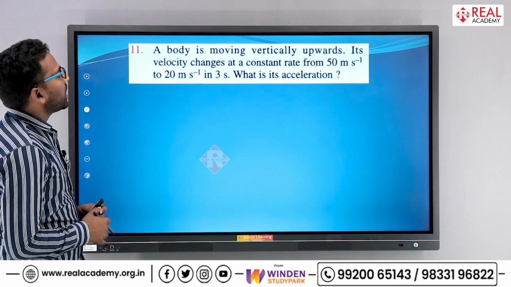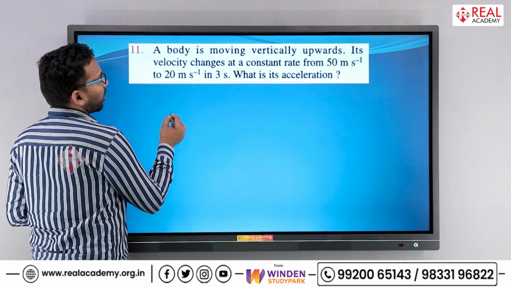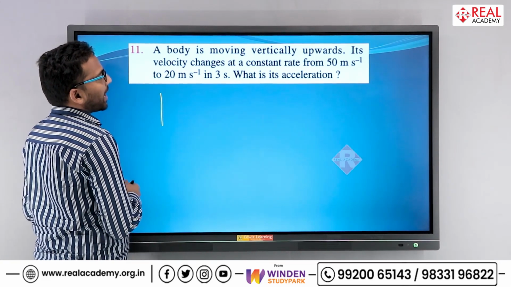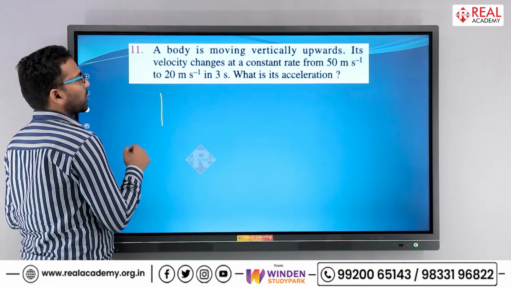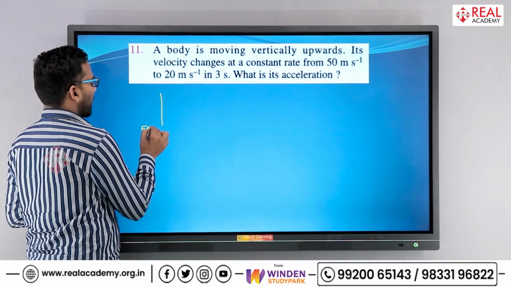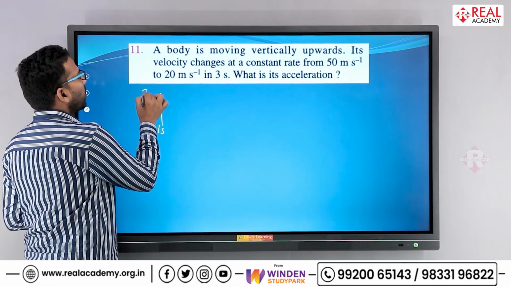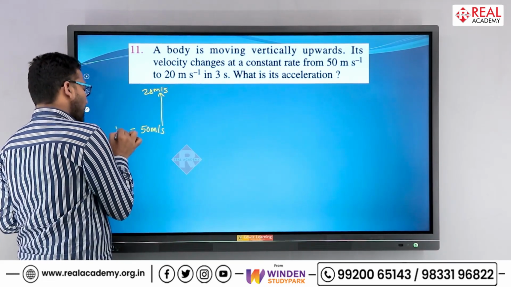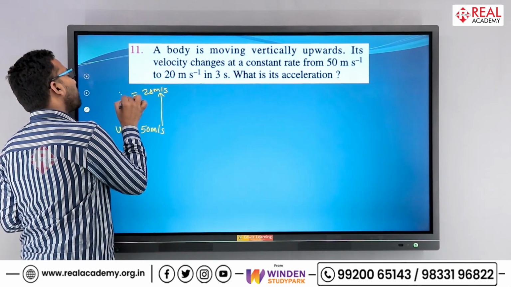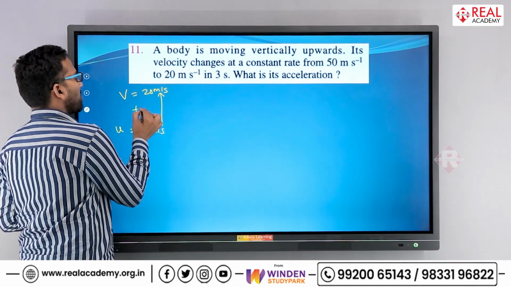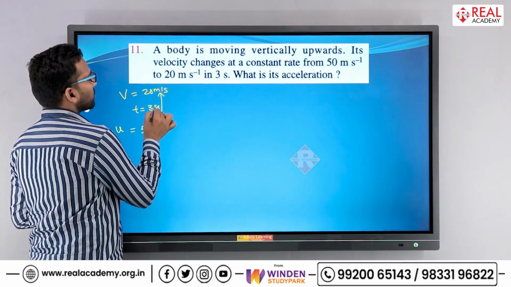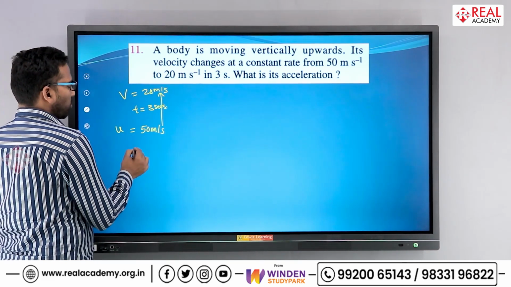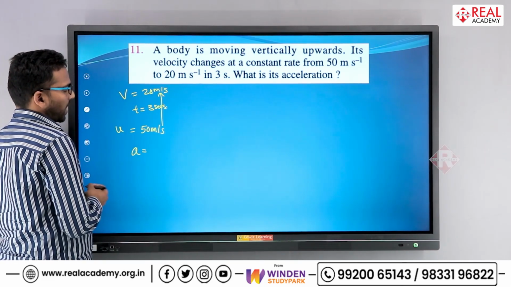A body is moving vertically upward. Its velocity changes at a constant rate from 50 meter per second to 20 meter per second. So let us consider this as initial velocity and this as final velocity, in 3 seconds. So time is given as 3 seconds. Okay. What will be its acceleration? Same question, same data, same kind of question.